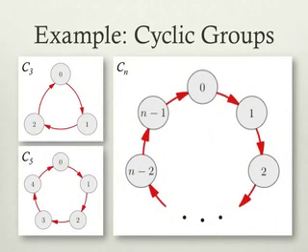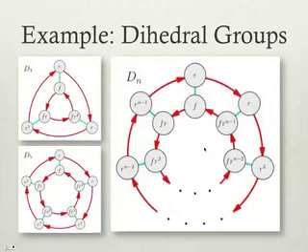Cayley diagrams really faithfully represent the group. For example, when we talk about cyclic groups, the Cayley diagrams look like cycles. It's very appropriate. Here you can see the Cayley diagram of the cyclic group of order 3, the cyclic group of order 5, and the general pattern for any cyclic group. They also faithfully represent dihedral groups. Dihedral groups are those that are the symmetries of regular polygons. Here's the symmetries of an equilateral triangle, the group of symmetries of a regular pentagon, and the group of symmetries of a regular n-gon.